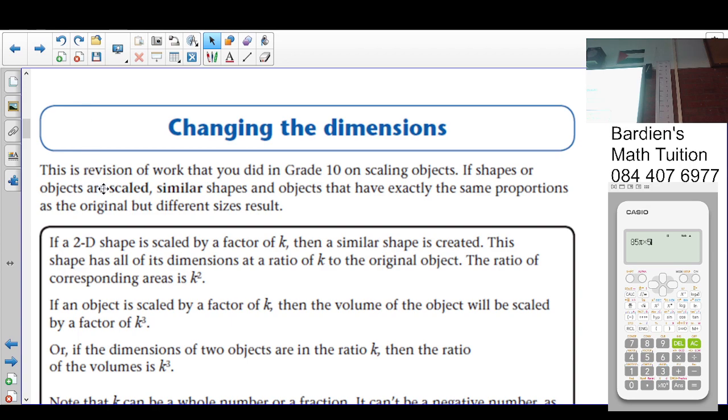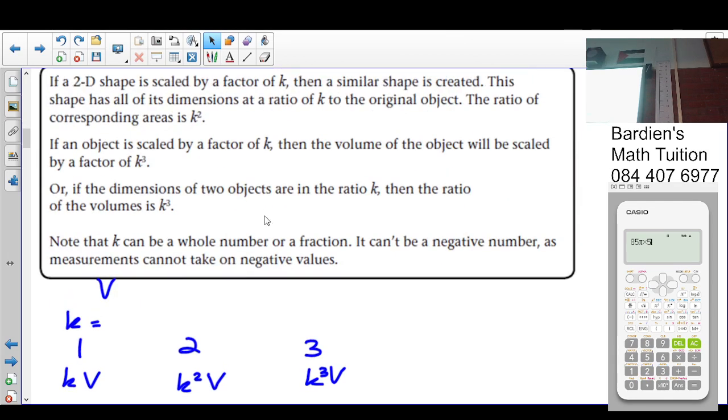Okay, so here we are told that this is a revision of work that you did in grade 10 on scaling objects. If a shape or objects are scaled, similar shapes and objects that have the same proportion as the original but different sizes result. So the shape will look the same, however, the size of the shape is different. The shape is enlarged or reduced by the same factor. Okay, so the shape will basically look the same.